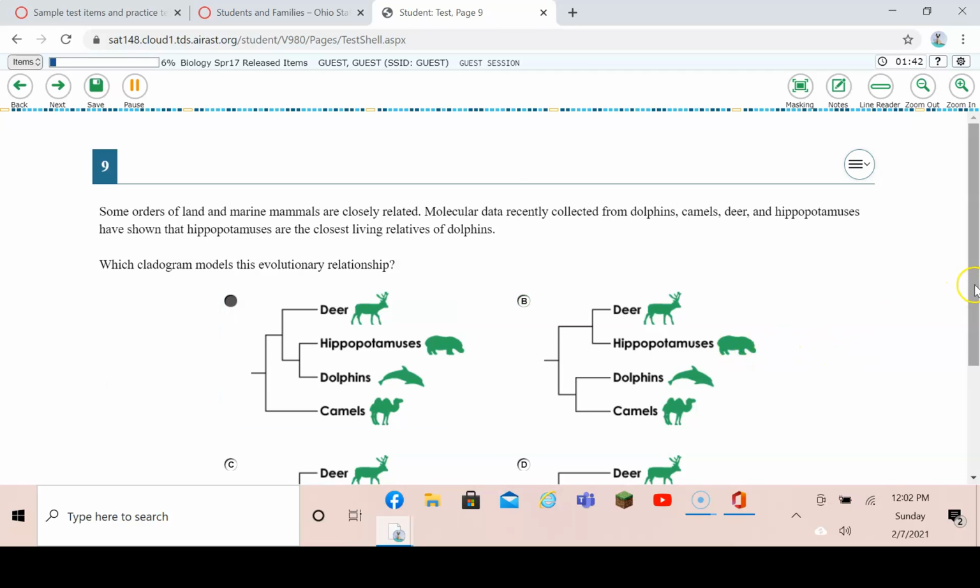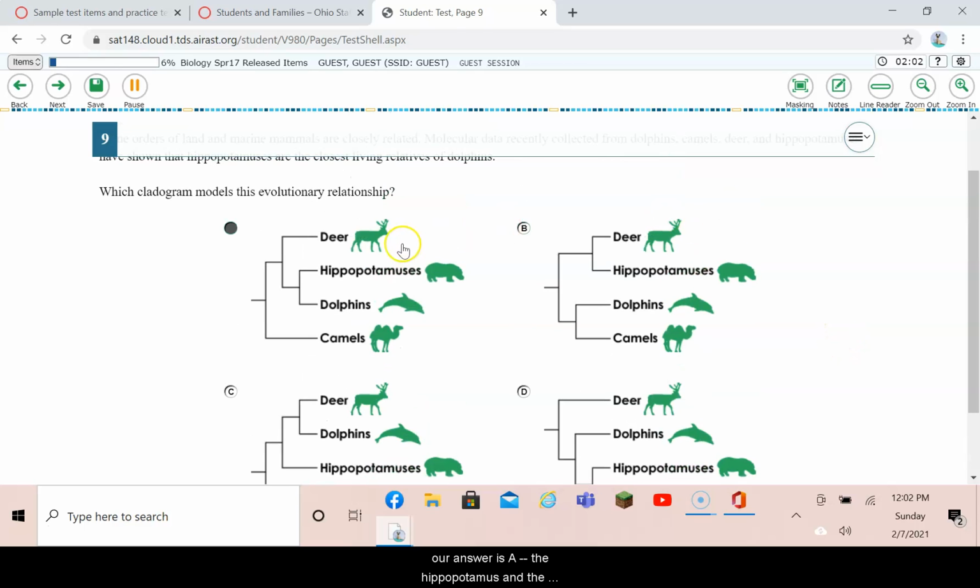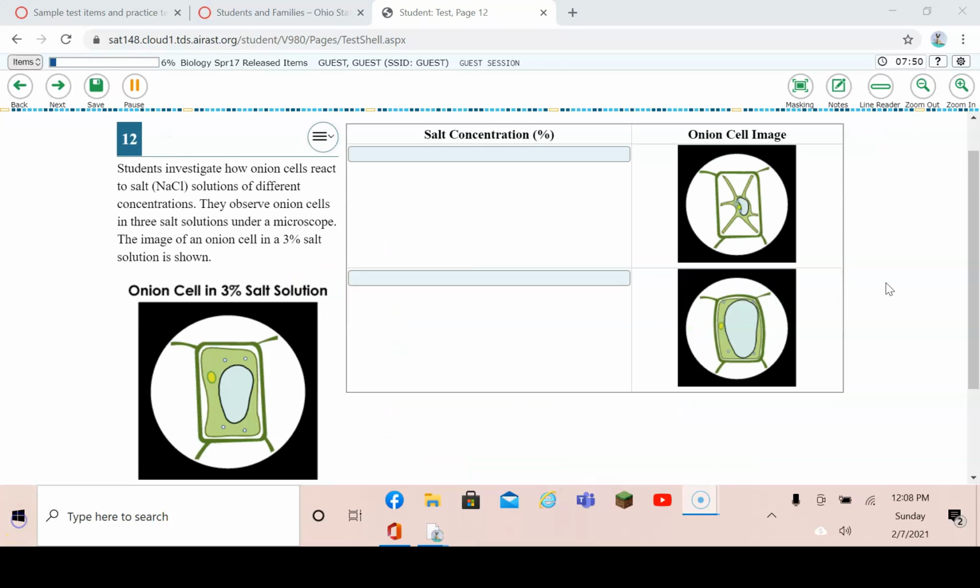Let's look at C. They show the deer and the dolphin having a common ancestor, but they don't show the dolphin and the hippopotamus having a common ancestor as close as the deer and the dolphin. And D, they show the hippopotamus and the camels having the closest common ancestor. So again, our answer is A, the hippopotamus and the dolphin, and there's their common ancestor.